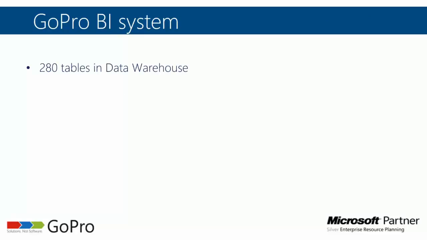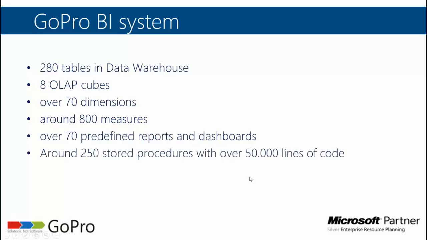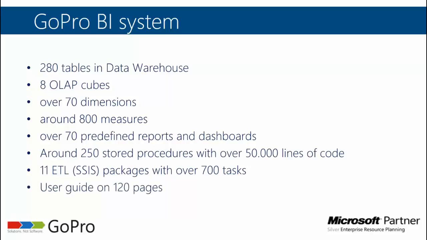The GoPro BI system contains 280 tables in the data warehouse, 8 OLAP cubes, over 70 dimensions, around 800 measures, over 70 predefined reports and dashboards, around 250 stored procedures with over 50,000 lines of code, 11 ETL SQL Server Integration Services packages with over 700 tasks, a user guide of 120 pages, etc.